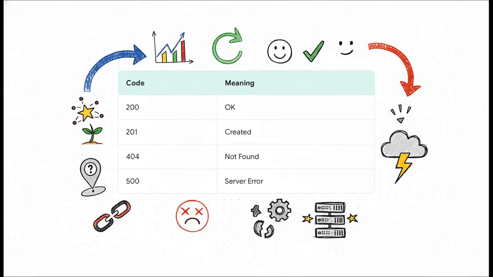These status codes are like the server's instant feedback. You don't need to memorize all of them, but you are going to see these four all the time. A 200 just means, yep, everything's good. A 201 is even better. It means it worked and I made a new thing for you. On the other hand, a 404 is the classic, oops, I can't find that address. And a 500 basically means the server is saying, it's not you, it's me, something went wrong on my end.